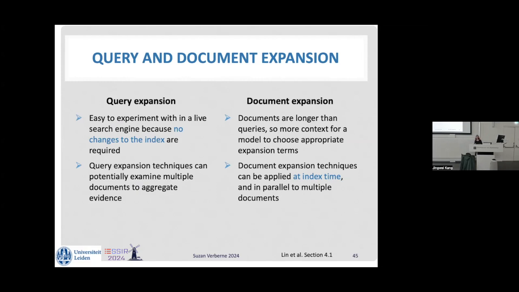So query expansion can be implemented in a live search engine. No changes to the index are needed, so this is relatively flexible. On the other hand, document expansion is convenient. You can do it at index time, so it doesn't place a burden on the latency for the user to wait for something. So both is often used. And I now want to describe one.